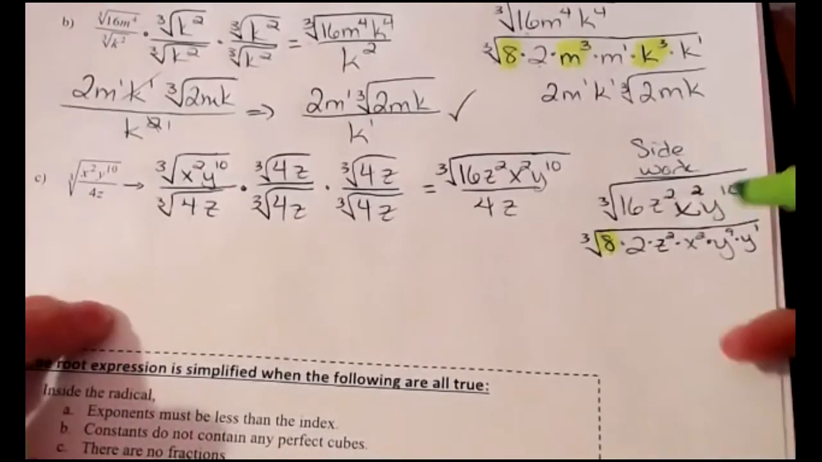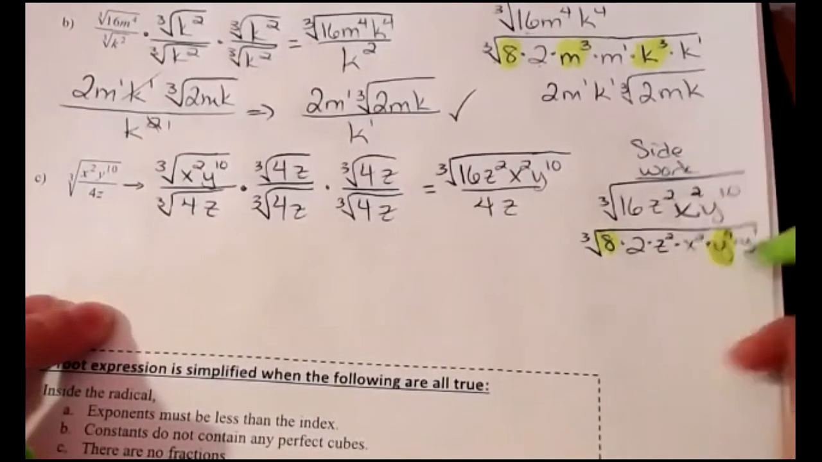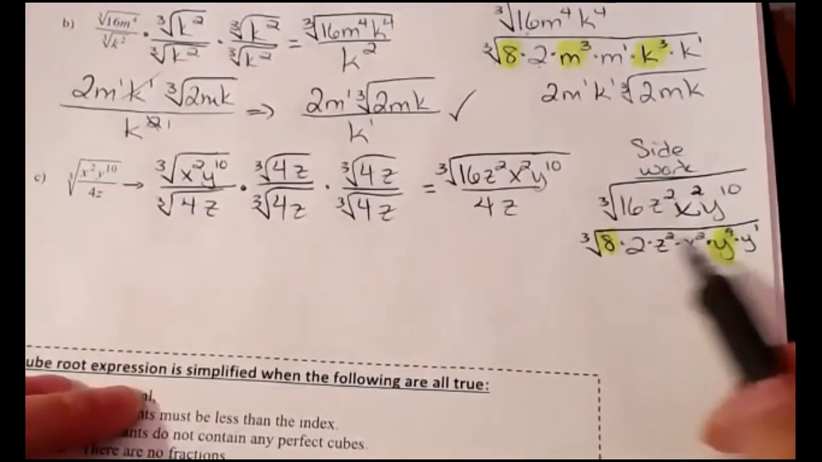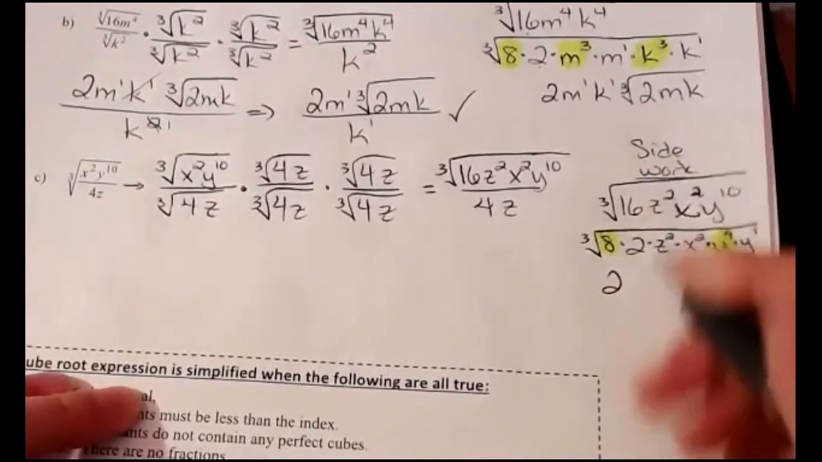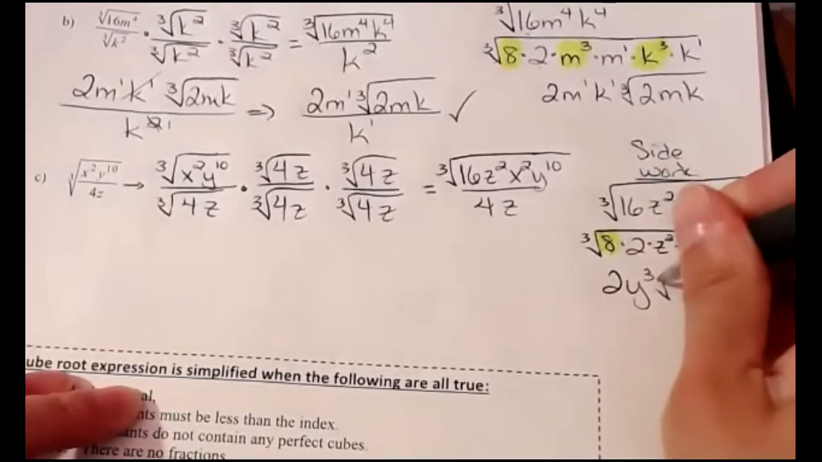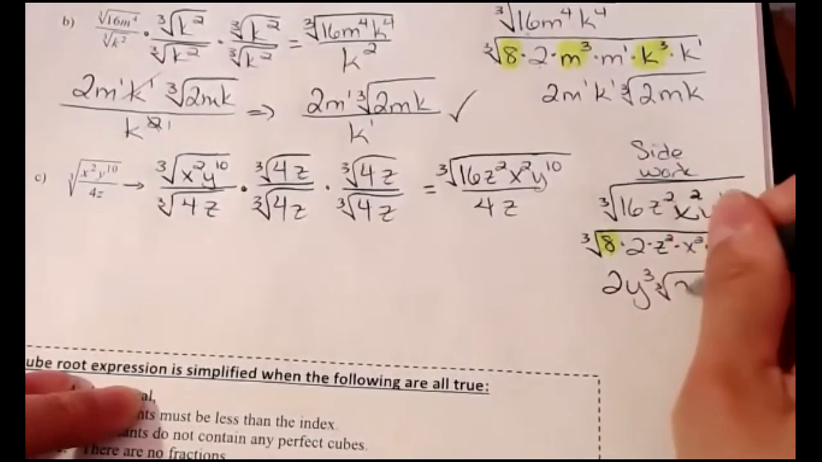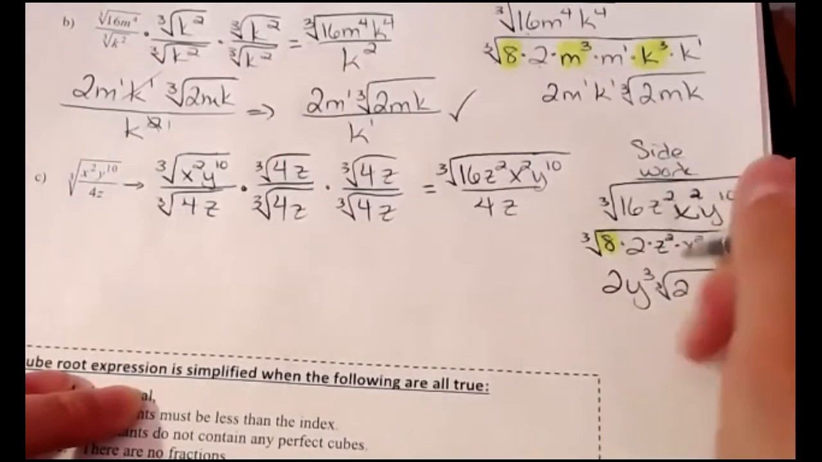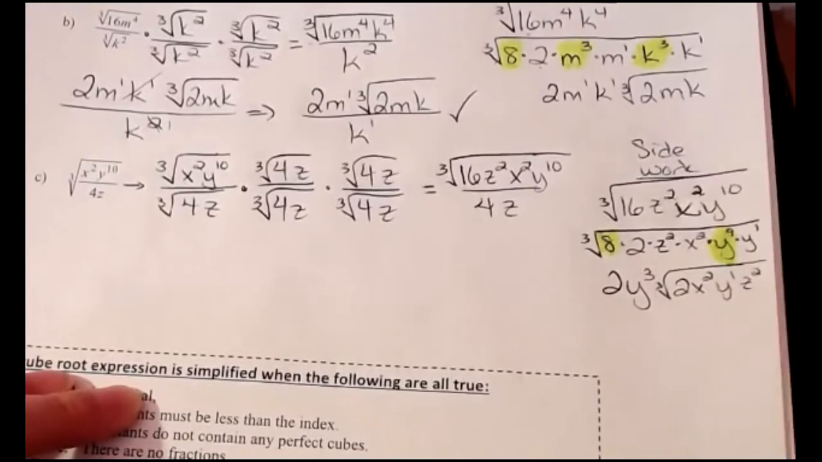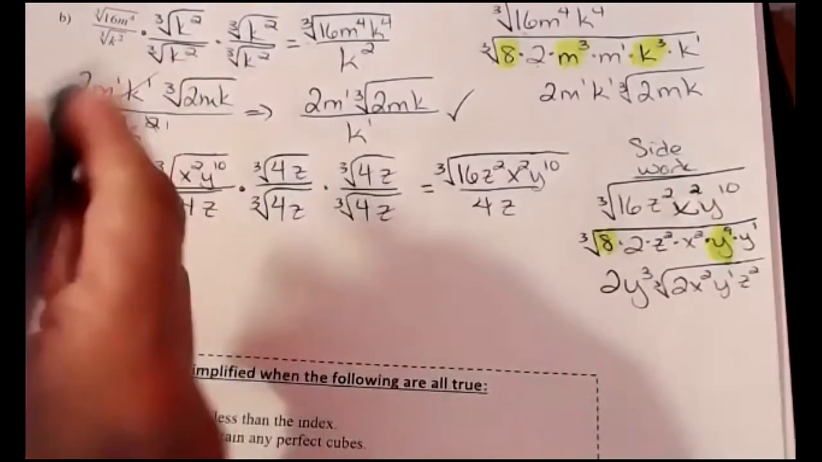We know that y to the 9th is a perfect cube, because remember, power divided by root. So if we simplify this, the cube root of 8 is 2. The cube root of y to the 9th is y to the 3rd. And then everything else stays under the cube root. That's 2, and I'm going to put these in alphabetical order: x squared, y to the 1st, z squared. Good. So let's rewrite our problem.